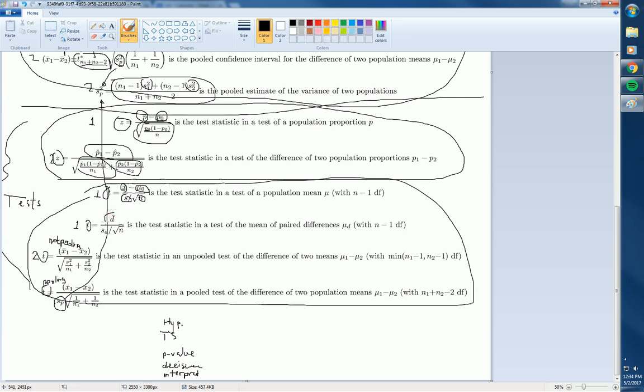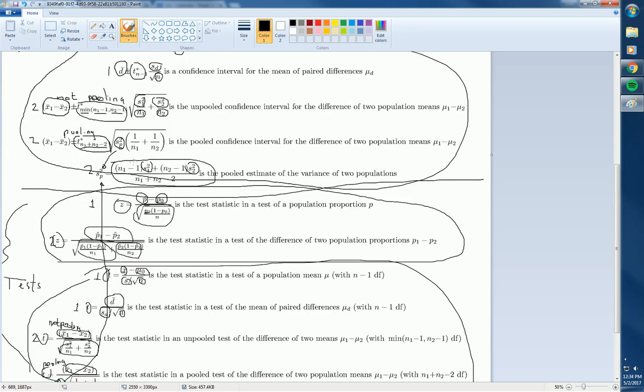That works similarly for the 1 population of differences mean, where you start with your sample mean, divided by the standard deviation of differences over the square root of n. And then for 2 population means, you'll have the difference of their sample averages over the standard error. And if you pool, it's the same way, except you need SP, once again calculated up here.